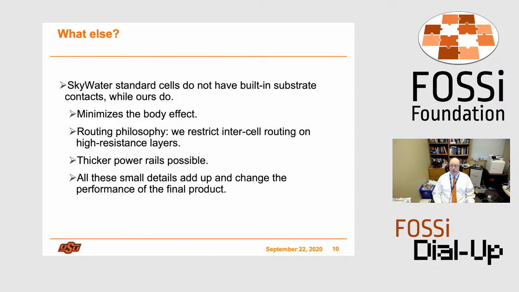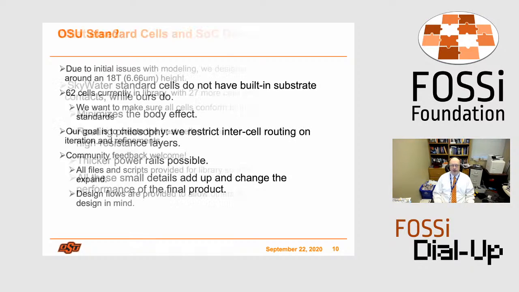So the SkyWater standard cells are different. They do not have a built-in substrate contact. Ours do, which minimizes the body effect for those that are interested in MOS transistors. The routing philosophy that we try to use is we try to restrict the cell routing on the really high resistance layers, and the thicker power rails are utilized in order to prevent electromigration. And all these small details add up in changing a product that we can actually put out that we can help others with, as well as all the scripts that you could potentially add stuff to or potentially enhance in any way that you would like.